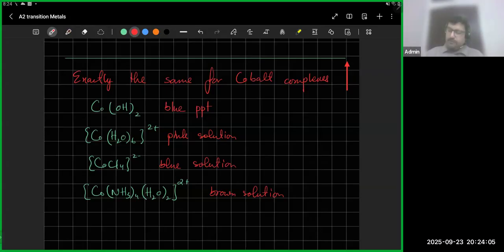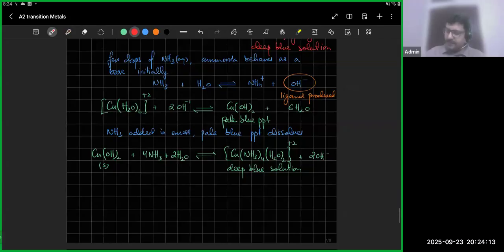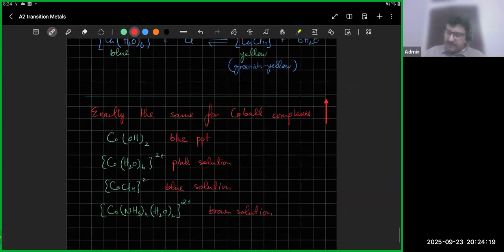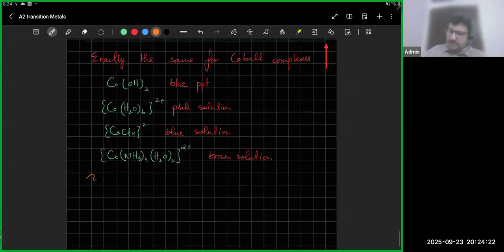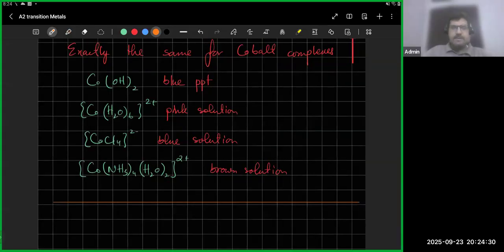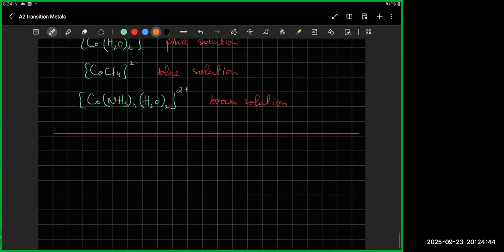So remember exactly the same equation for cobalt. The only thing is that the colors are different. So you have to remember those as well, but the equations are exactly the same. Okay, so there's a little stuff that you have to remember. For cobalt, it's exactly the same equations, exactly the same complexes. Only the colors are different. Is this clear?